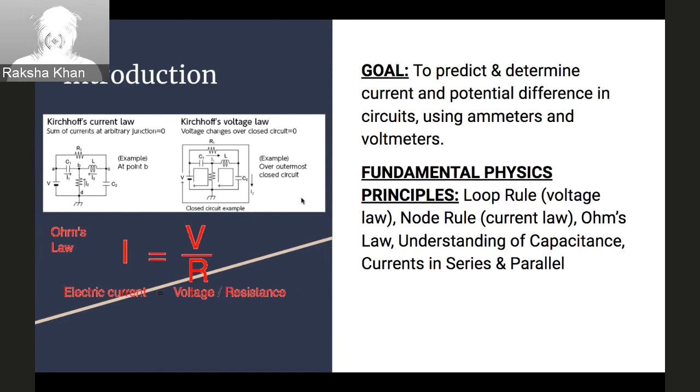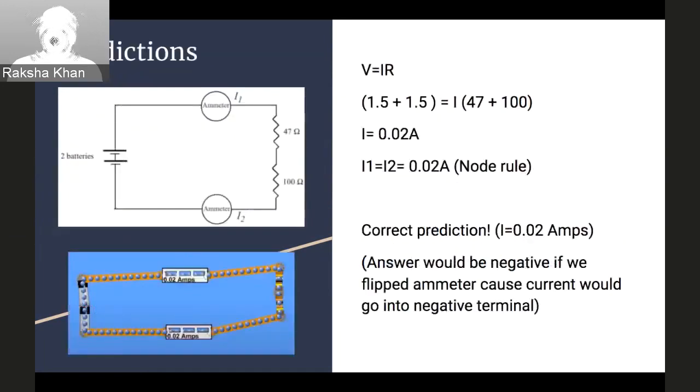Kirchhoff's current law says that the sum of the currents at the node is equal to zero, so the current going into the node is equal to the current going out of it. And Kirchhoff's voltage law says that the change in voltage in the circuit is zero. As well as Ohm's law, and the formula is given over here on the left below Kirchhoff's law, and a general understanding of capacitance and currents in series and parallel circuits.